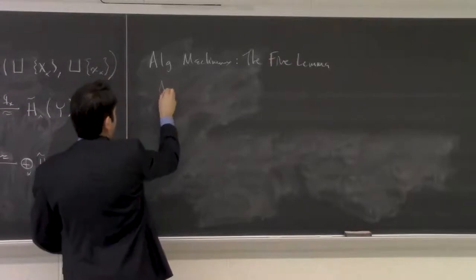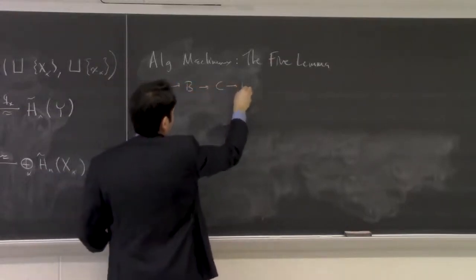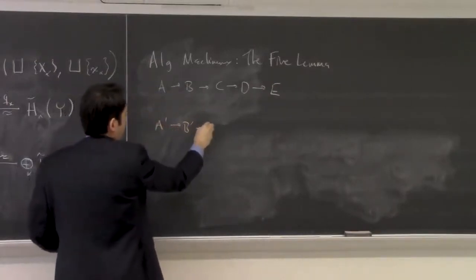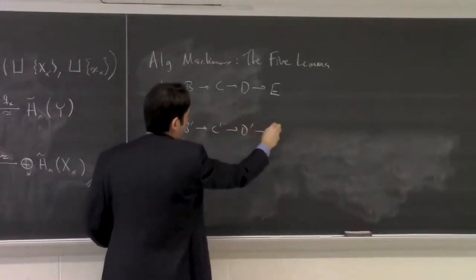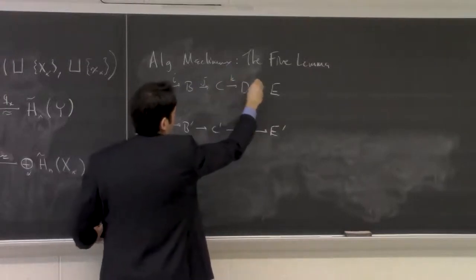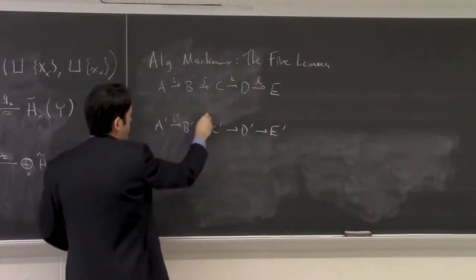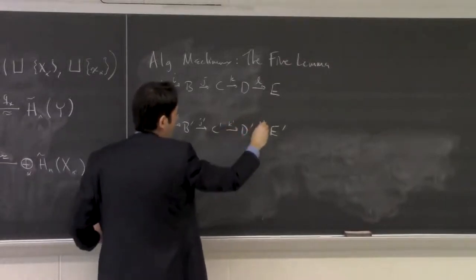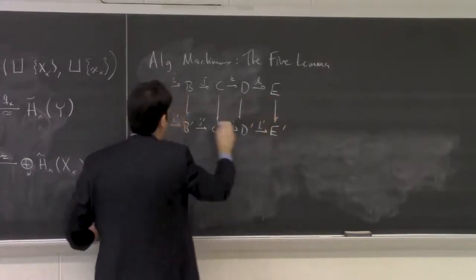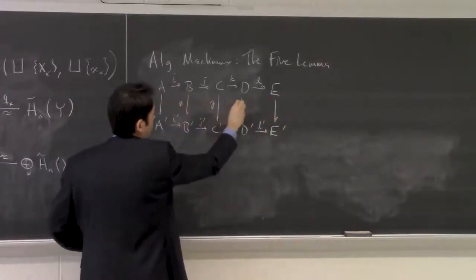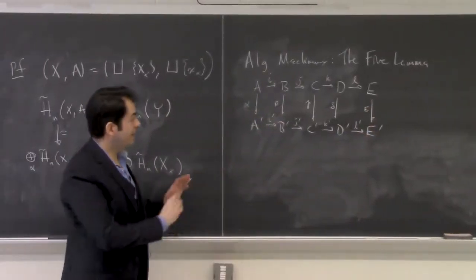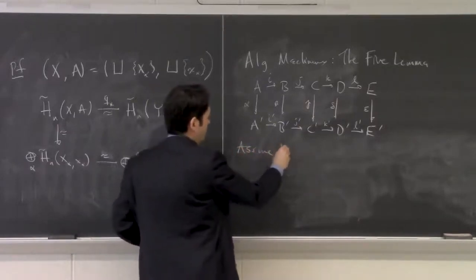Okay, so this is great. Let's say that you have A, B, C, D, E. Let's give ourselves some groups. And then A prime, B prime, C prime, D prime, E prime, and then maps between them: alpha, beta, gamma, delta, epsilon. And assume the rows are exact.